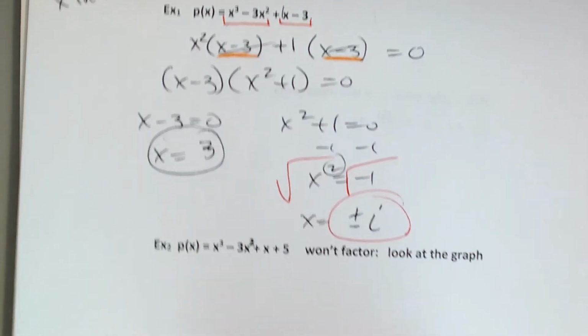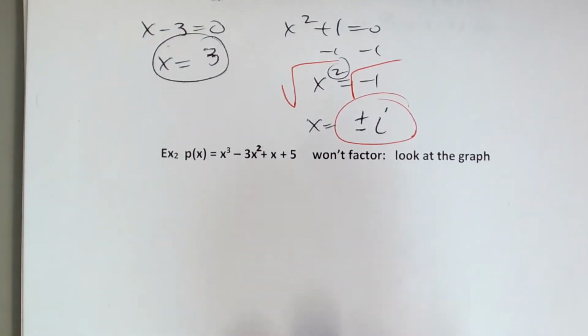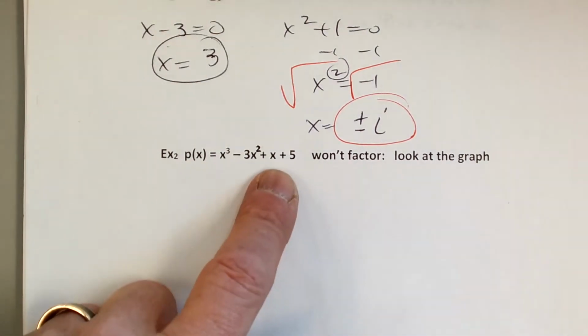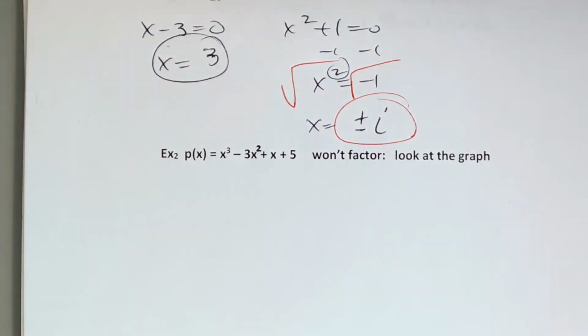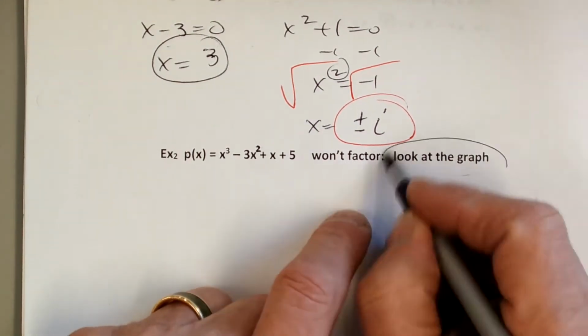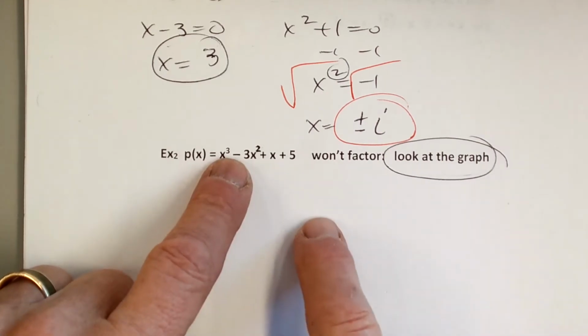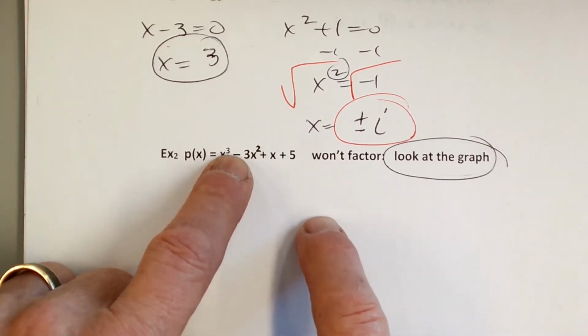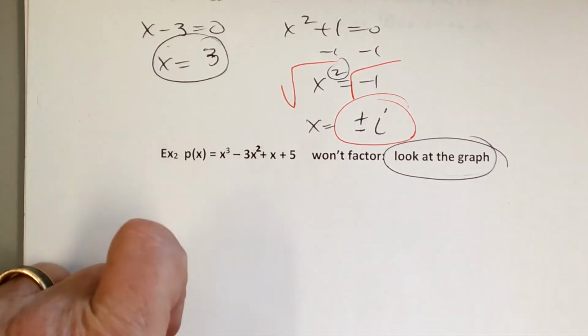Good. Now example 2. To do example 2, we may have to graph it. It won't factor, so this one's going to take some work. So I say look at the graph. I know if it's an x cubed, it has to have 1 real root. So I'm going to go into my Desmos.